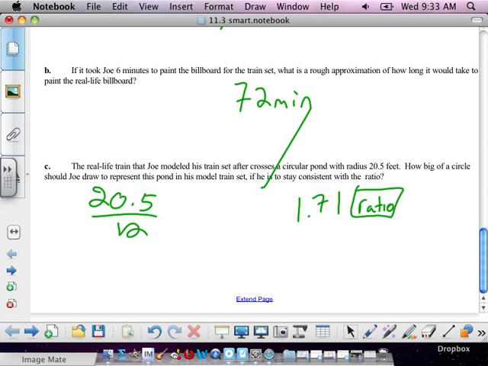Questions? Okay, let's get out our handy dandy notebooks.